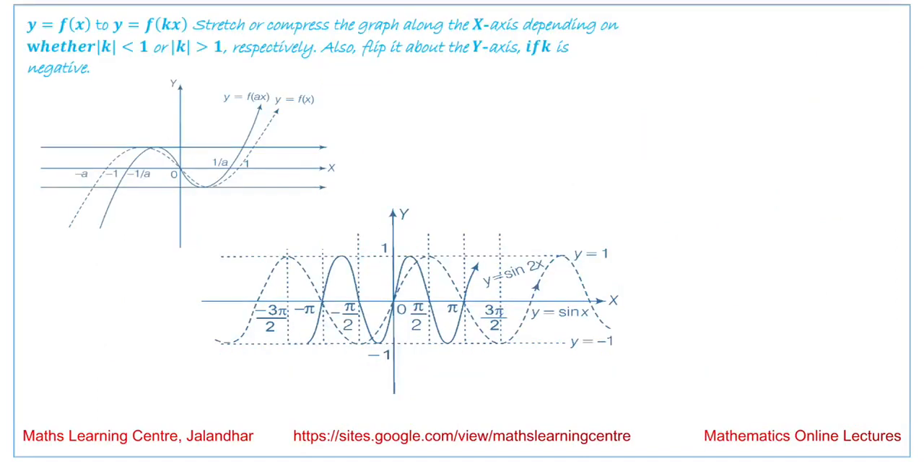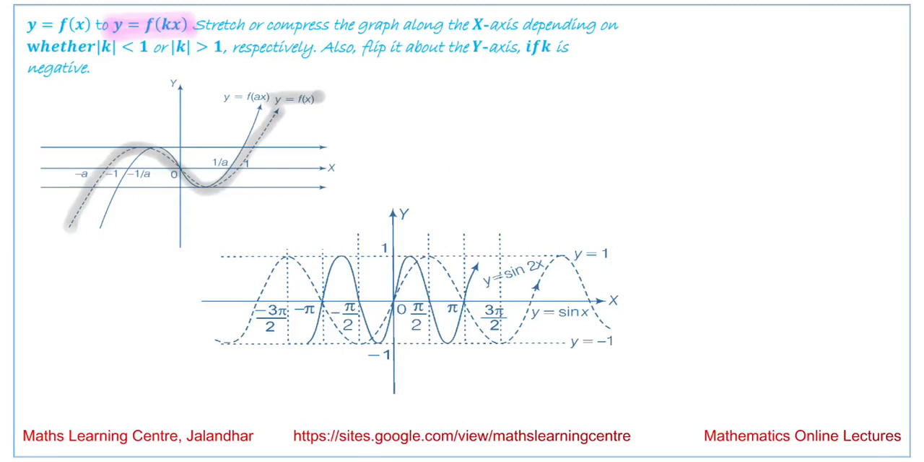Next is y is equal to f(x). The graph of this function is given. We are talking about y is equal to f(x). This is the graph of the function y is equal to f(x). We have to plot the graph for the function y is equal to f(kx).